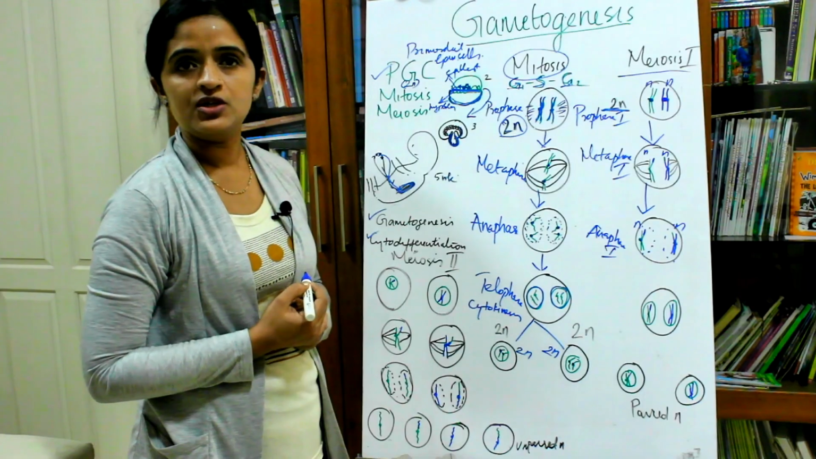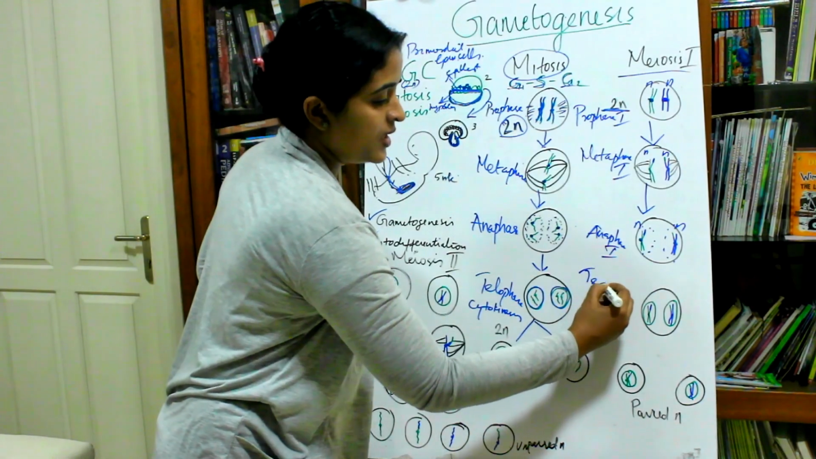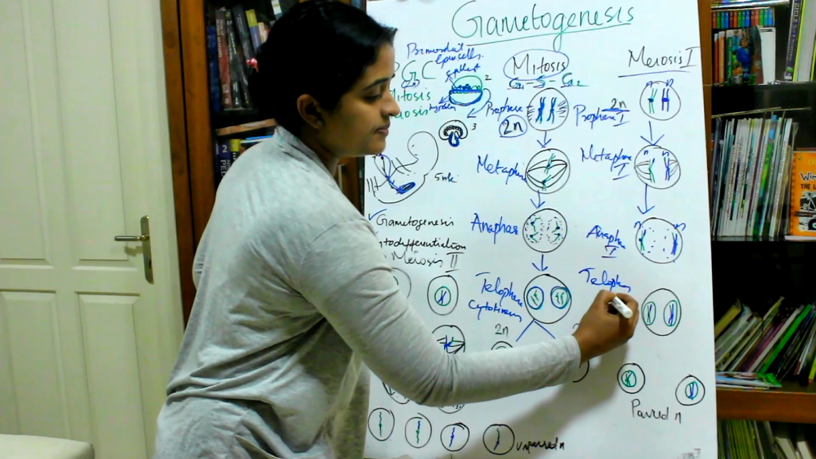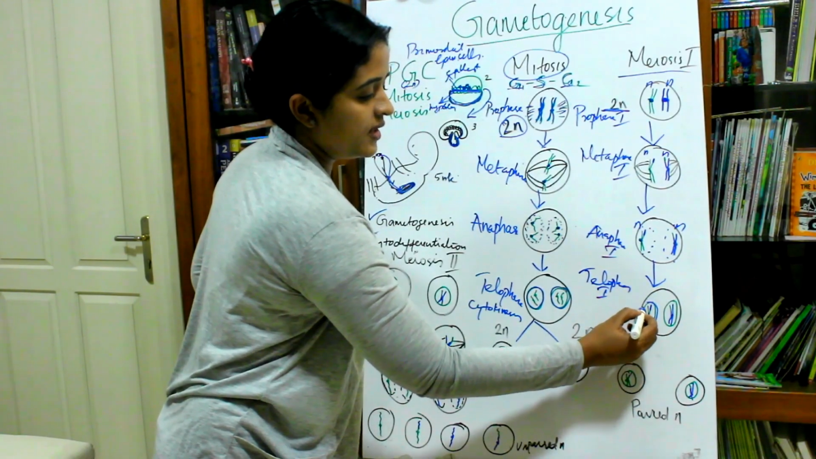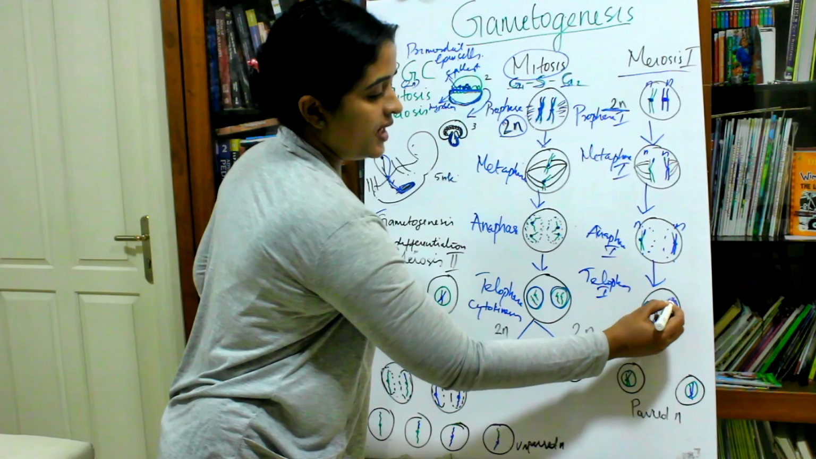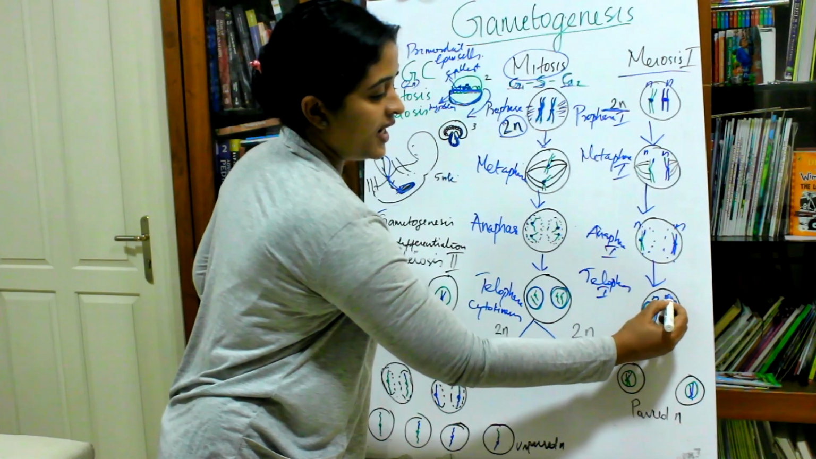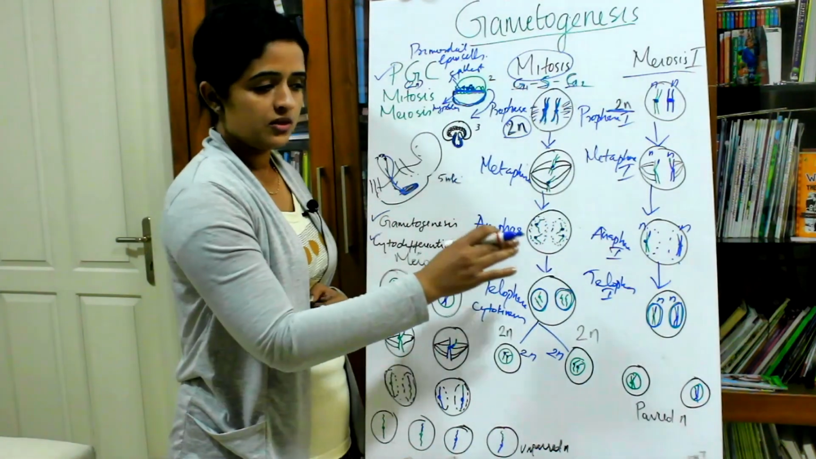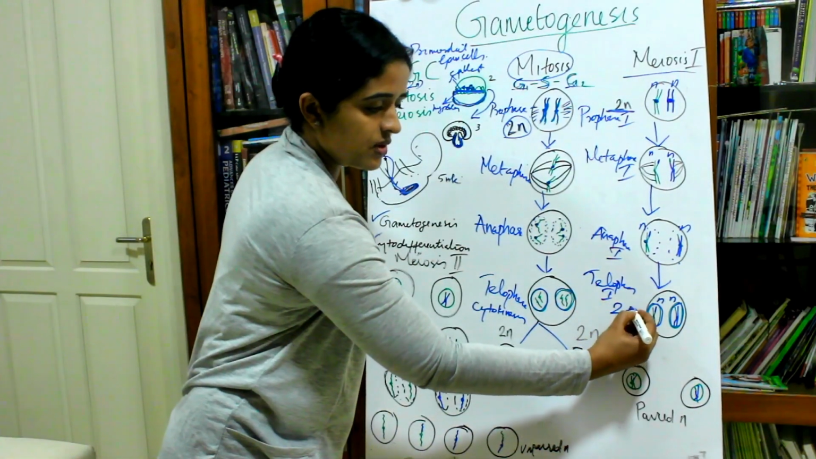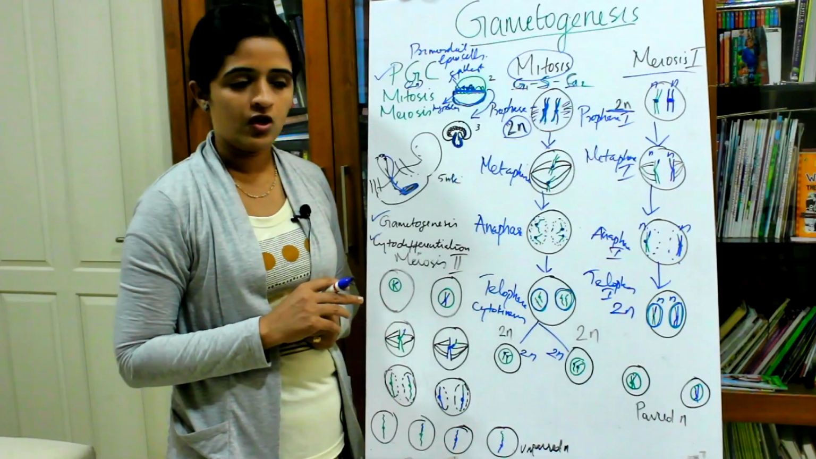And what will be happening during telophase 1? During telophase 1, the nuclear membrane will be well formed. So again you will be having N and N. Still the cell is seen as a single cell. So still the number of chromosomes, you can call it diploid.